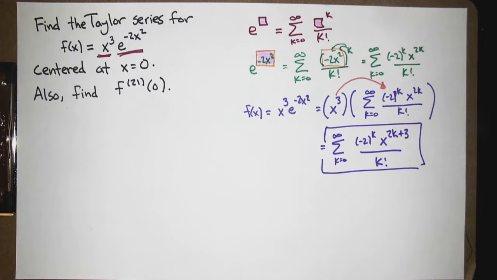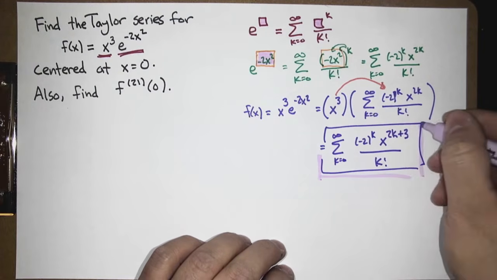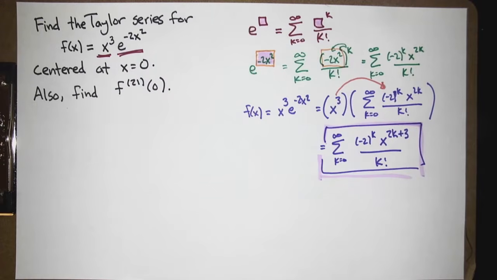Okay, so that's the Taylor series. So the Taylor series for the function x cubed e to the minus 2x squared is this expression. And notice that no derivatives were harmed in the making of this Taylor series, because we just used what we already knew. Now, any questions on this part? Use what you know. And if there's no questions on that part, now we go to part B.